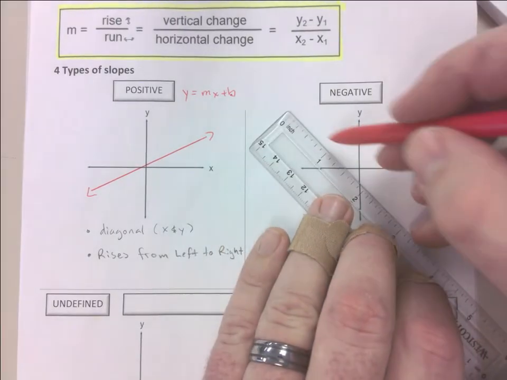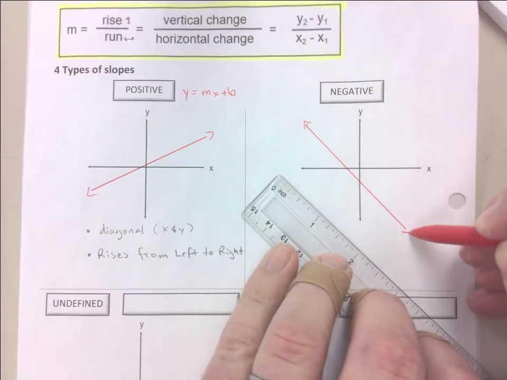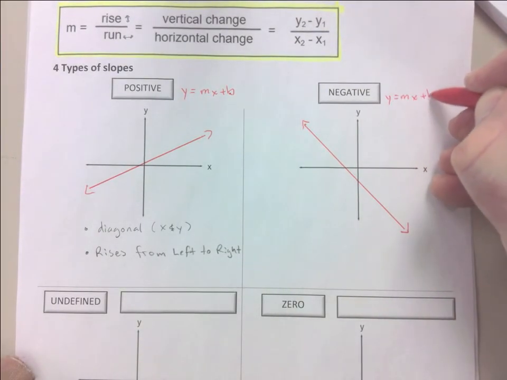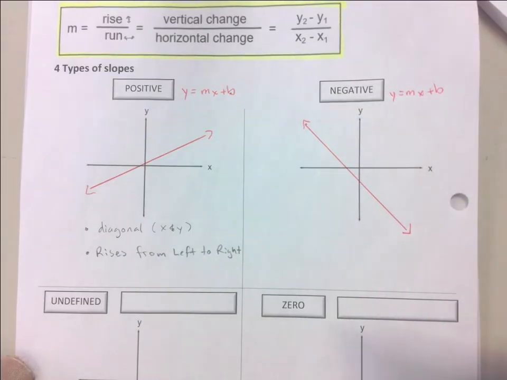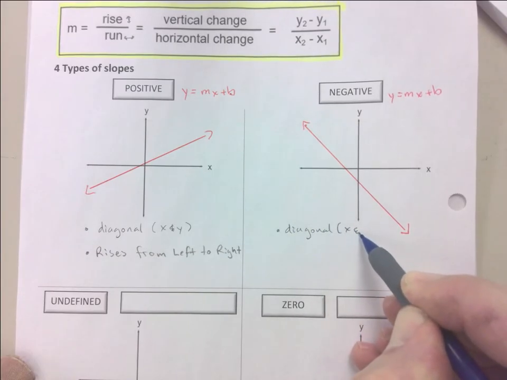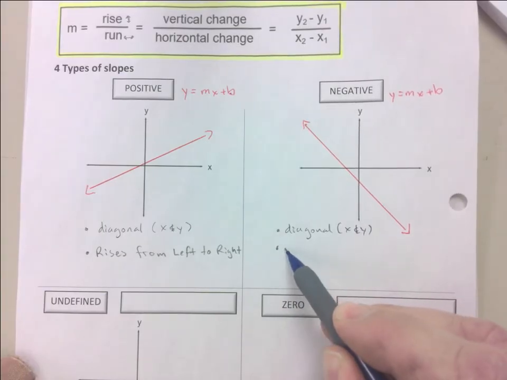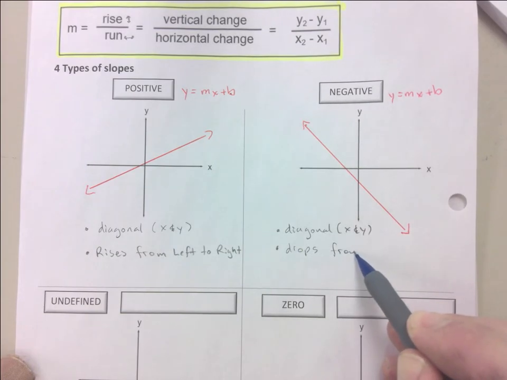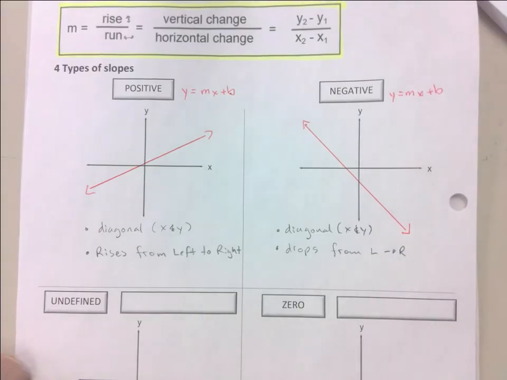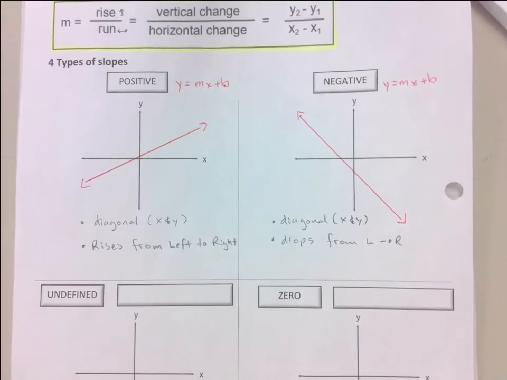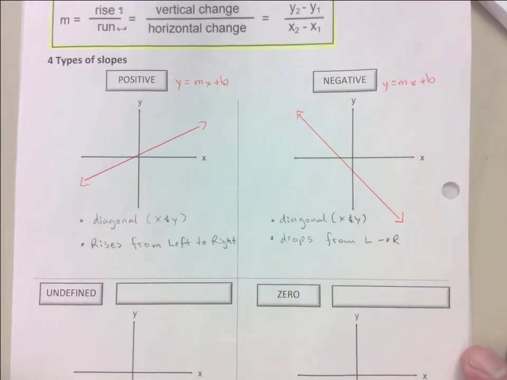Then you've got your negative slope. If you have an equation that looks like this, y equals mx plus b, then it will go down like that. It's still diagonal because it's got x and y in the equation, and you would say it drops from left to right. It's always left to right. We always read our lines from left to right. So these are the ones that you're most familiar with.